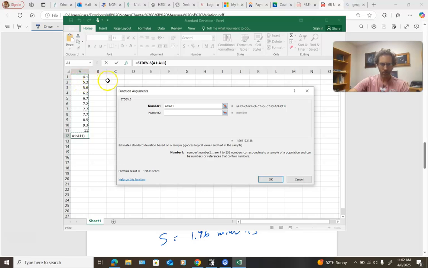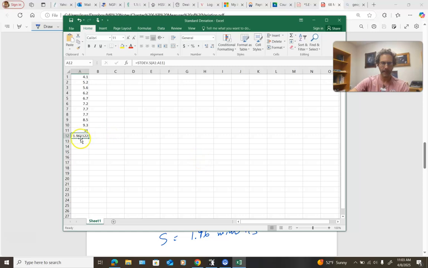And what Excel will do is start with the value in A1, go down this list and stop with the value in the cell A11. And so all I need to do is click OK, and it calculates it right here. See, we got the same thing, 1.96.